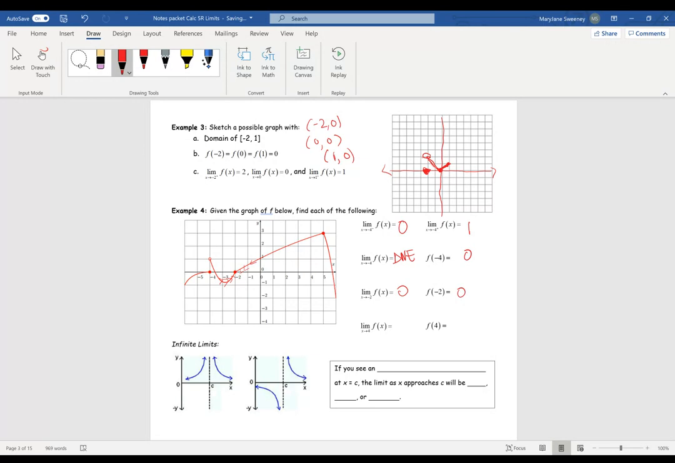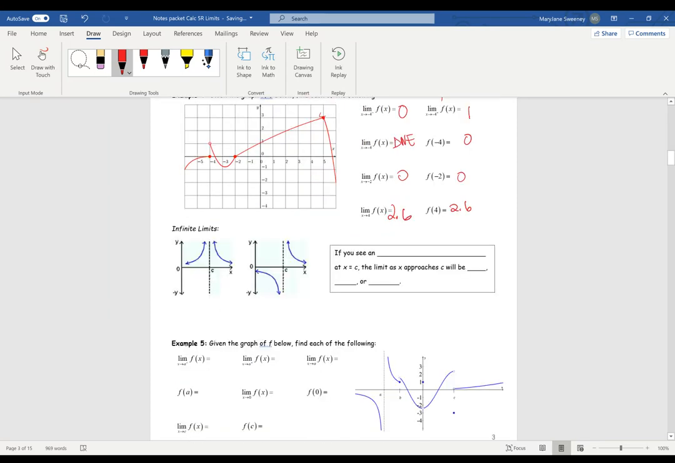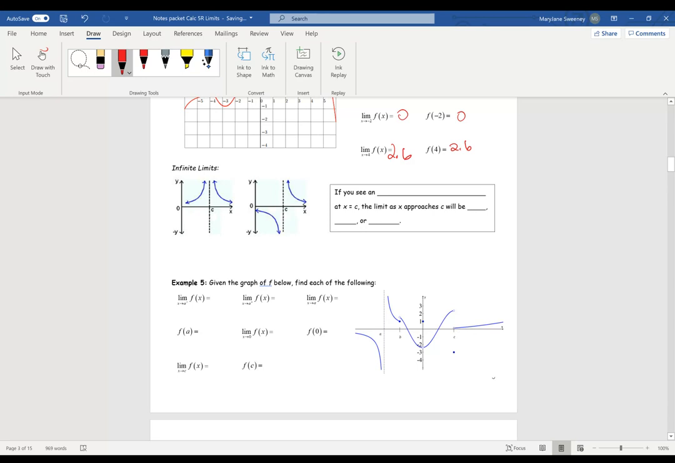What about the limit at 4? Well, we have to check from the left. We're approaching this y value. I'll call that maybe about 2.6. From the right, same thing, so I'll say that's about 2.6. I'm just approximating. And that does happen to be the exact y value as well because it's continuous there. So places where it's continuous or there are holes, the limit exists and will be equivalent to the y value.